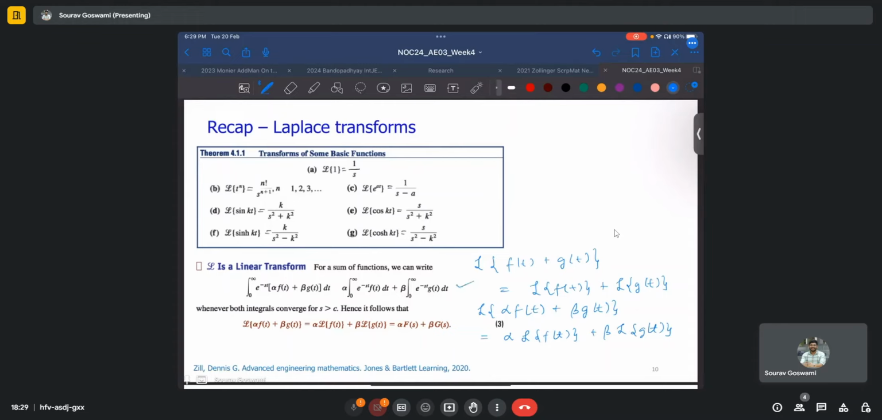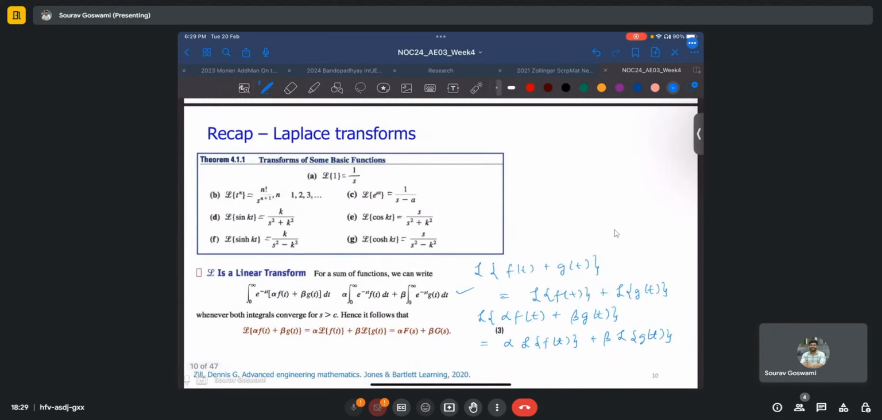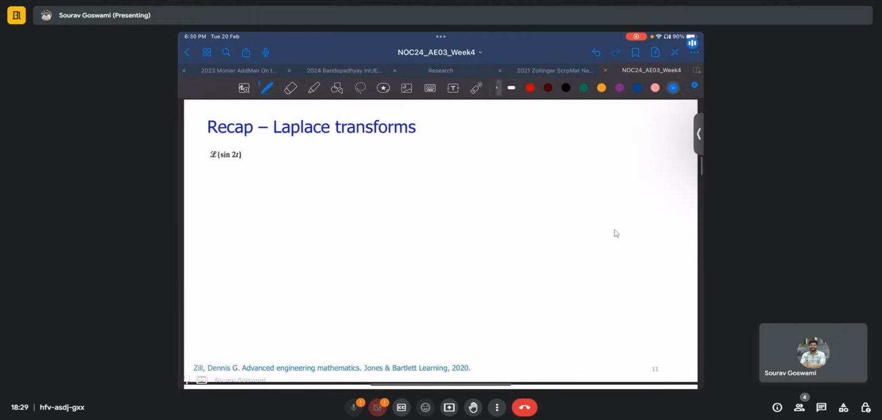This linearity of the Laplace transform comes really handy when we try to find transforms, inverses of transforms, or in general when we are solving, say, ODEs. Just to illustrate the methodology, we'll compute some simple Laplace transforms. Here we'll compute the Laplace transform of sine of 2t. To recollect, the definition of the Laplace transform of any function is the integral from 0 to infinity of e power minus st f of t dt.